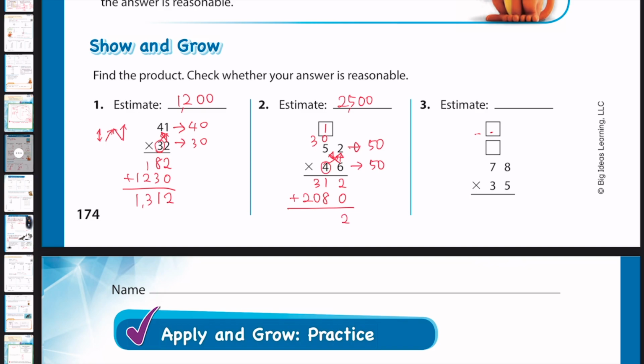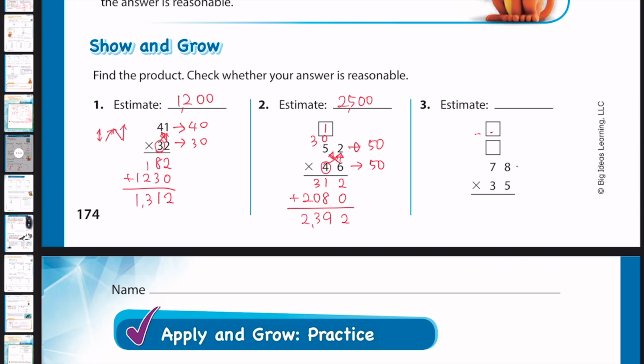It's gonna be 2, 9, 3, 2. So my product is what? 2,392. My estimate was 2,500. Since they are close enough, my answer is reasonable.